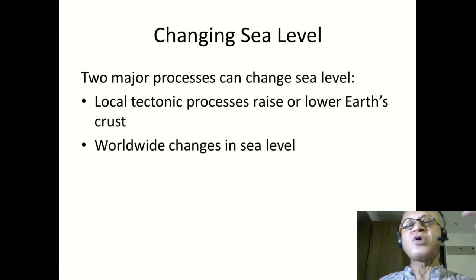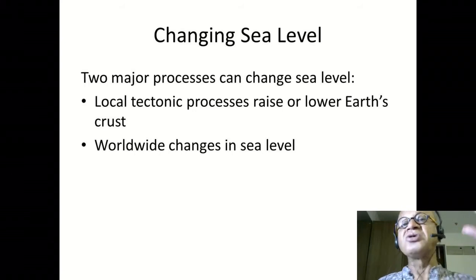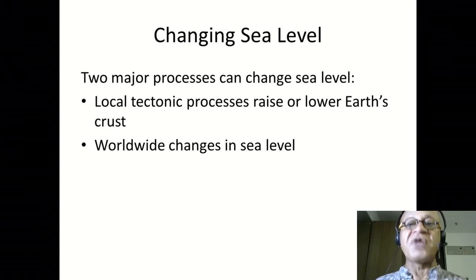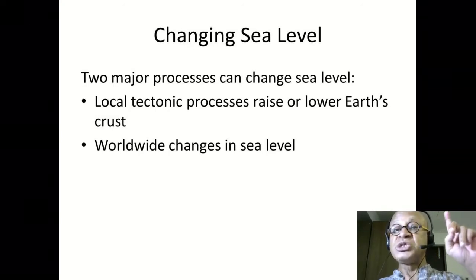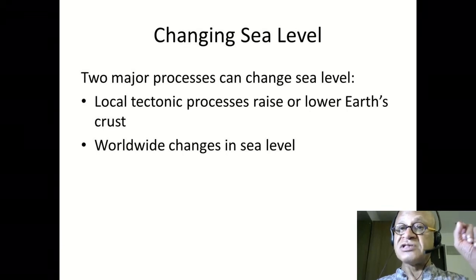So two major processes can change sea level, right? When you say sea level, we are generally talking about global sea level. Locally it can also change because of human activities and other things, but we are generally now worrying about global change. So local tectonic processes can raise or lower Earth's crust, right? We talked about the tsunami and how it changed the coastline of Sumatra and how it moved the island of Japan by 4 meters and so on and so forth, right? So tectonic activities can make a big difference.